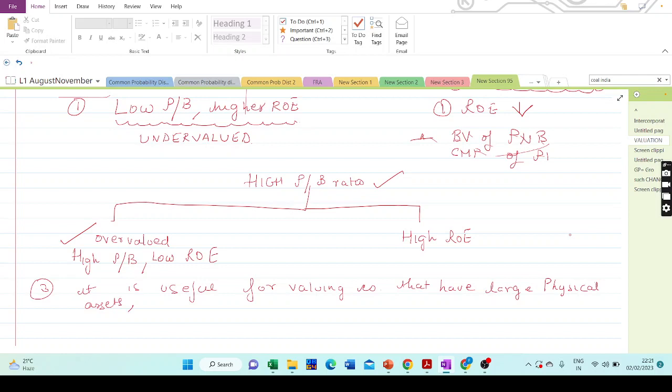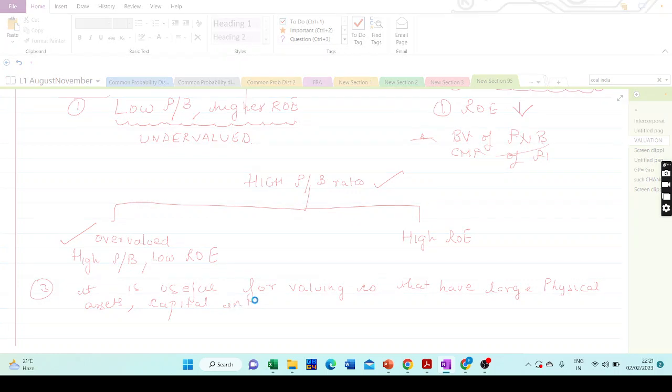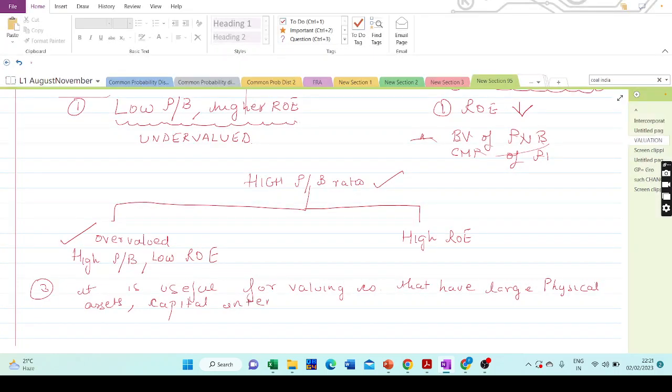That is, it's useful for valuing capital intensive industries. Can you give me some examples of capital intensive industries? Sugar mills, yes, so you have all these textile mills. Automobile. Your banks have a lot of financial assets, right? We also spoke of financial assets. It's useful for valuing companies that have large financial assets.